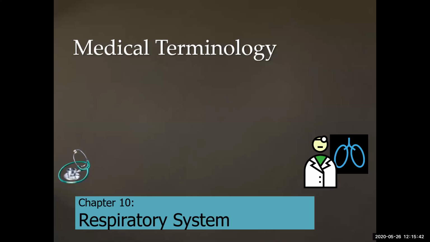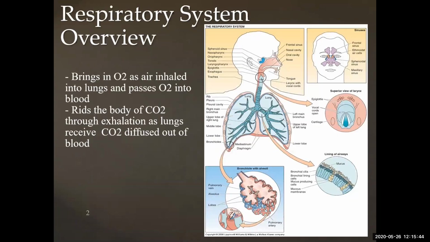We're going to look at chapter 10, the respiratory system. A little bit of overview. The respiratory system is going to bring in O2 as air is inhaled into the lungs and passes oxygen into blood. It rids the body of CO2, carbon dioxide, through exhalation as the lungs receive CO2 diffused out of the blood. The basic job is to make sure oxygen requirements are met.